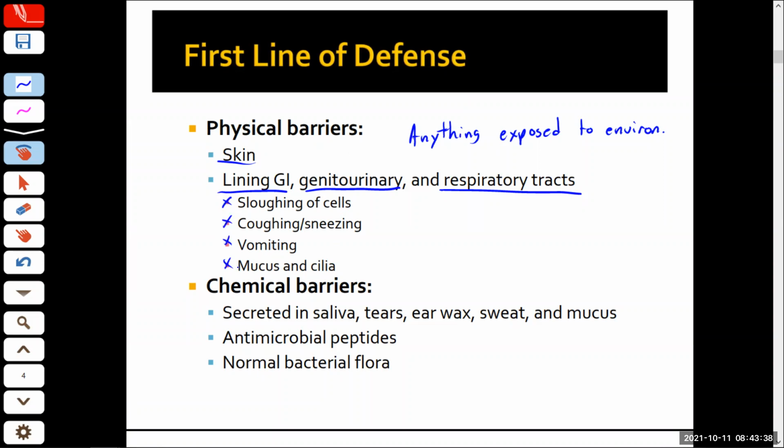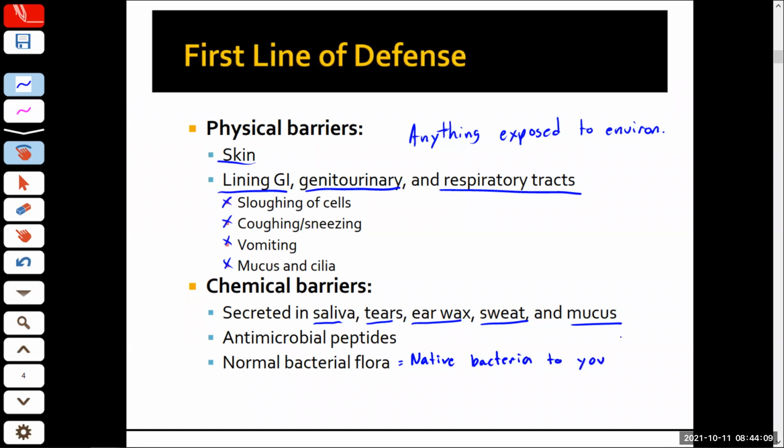Now, augmenting or helping the physical barrier are your chemical barriers. These are things that come out of your physical barriers: saliva, tears, earwax, sweat, mucus. That kind of helps. We'll talk about how there are antimicrobial peptides in there. Then there's bacterial flora, which is bacteria native to you.